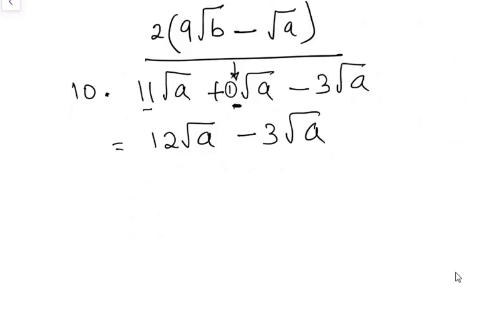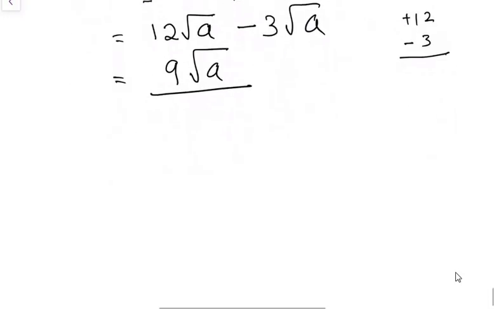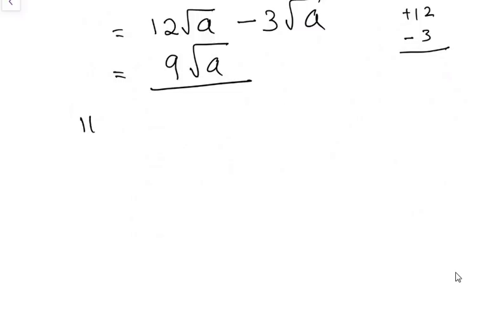Now we solve further. We have plus 12 and we have minus 3. Remember, they have the same irrational number. And if we solve further, we're going to have 9 root a. And that will be our final answer for question number 10. So we'll go to our final question now, question number 11.